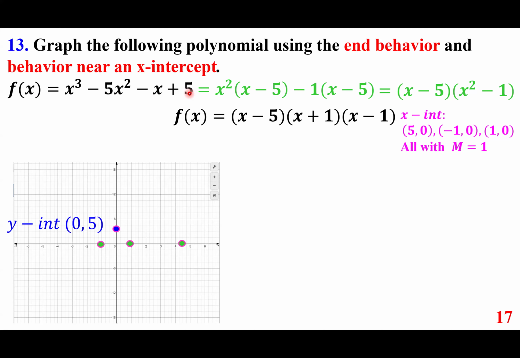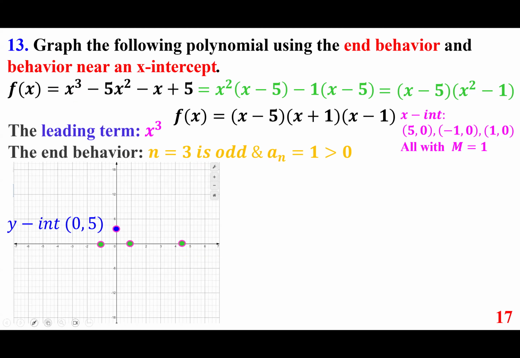Now we are going to look at the end behavior to figure out what we want to do. Well, we go back to the original one. The leading term is x cubed, where n is 3 and a sub n is 1. More specifically, a sub n in this case is a sub 3 because the exponent is 3, okay? So I want to make sure everybody understands. A sub 3 is 1, positive.